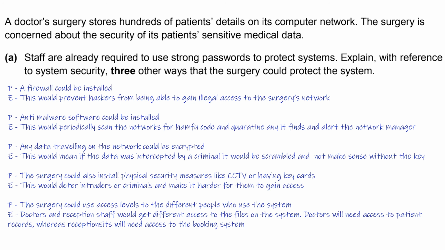It doesn't really matter which 3 that you pick, but what does matter is that you can then point and explain them, linking back to the doctor's surgery. So you need to choose the 3 that are best for you. So from here we can talk about why would we have a firewall or why would we have anti-malware, and we need to make sure that our answer in the explain part of it directly refers back to the doctor's surgery and how these ways or methods would protect the system.